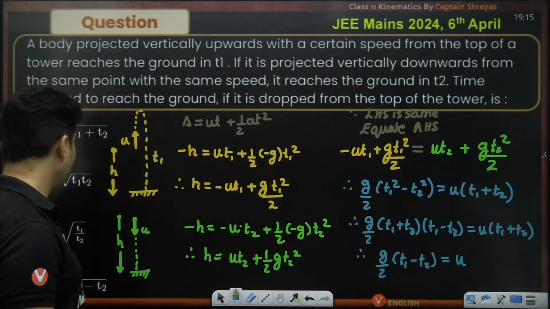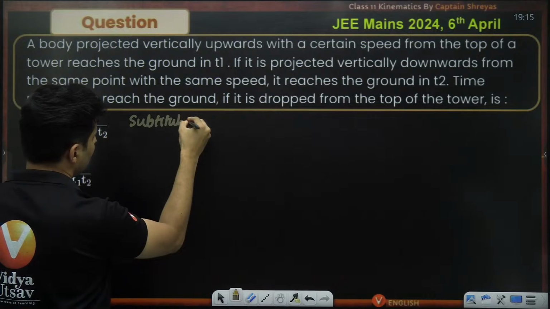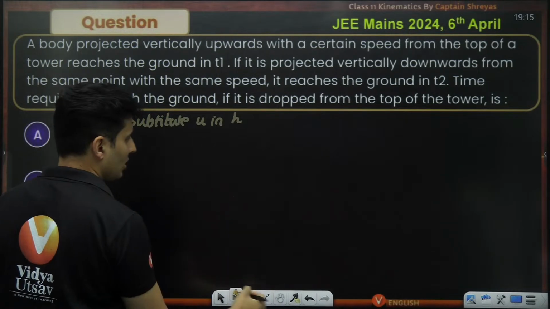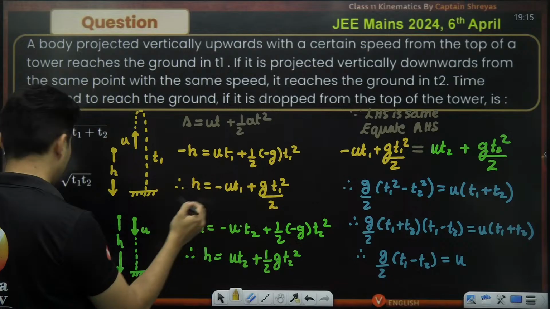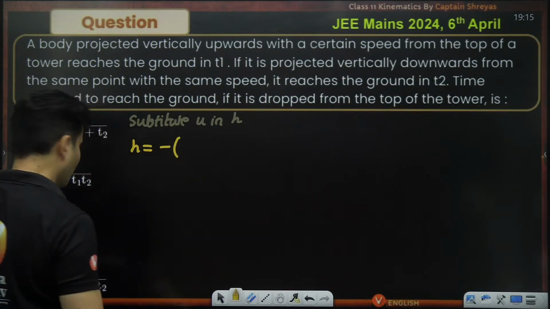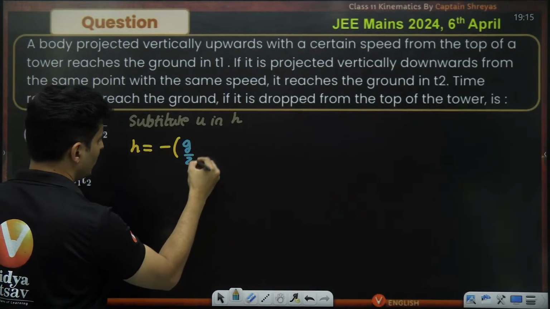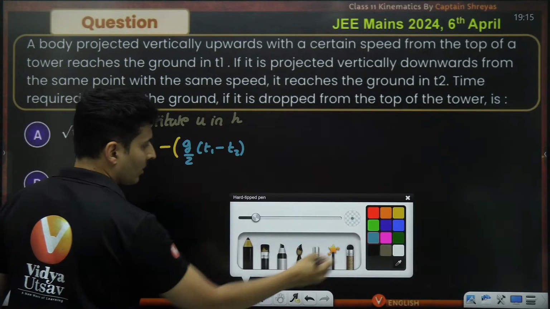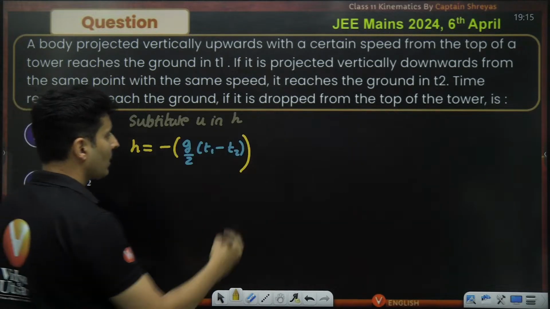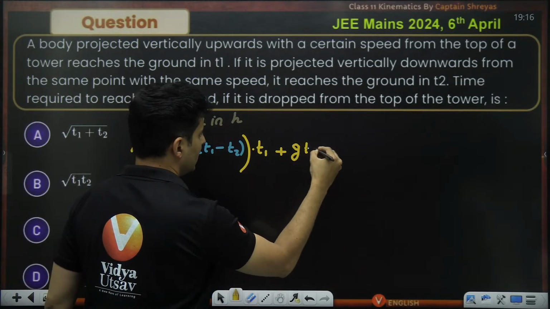So how about substituting u over here? Okay, so let's substitute u in h. So what will we get? h is equal to, just check this out, minus u t1 minus u. What is u? u is basically this whole thing, which is g by 2 into t1 minus t2. That whole thing is basically u, times t1, plus g t1 square by 2.